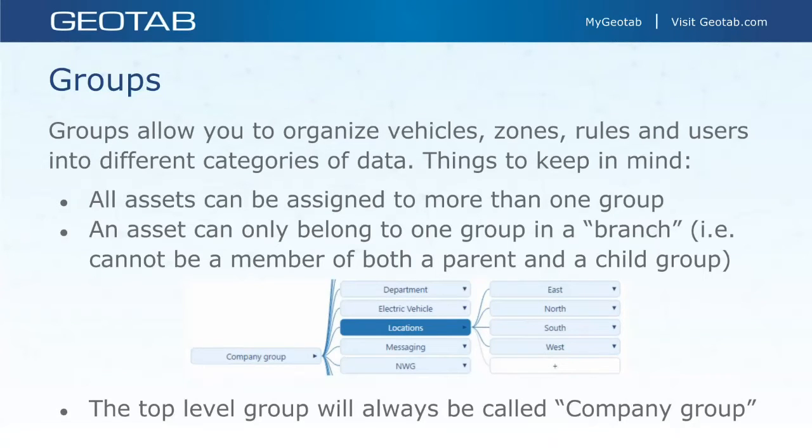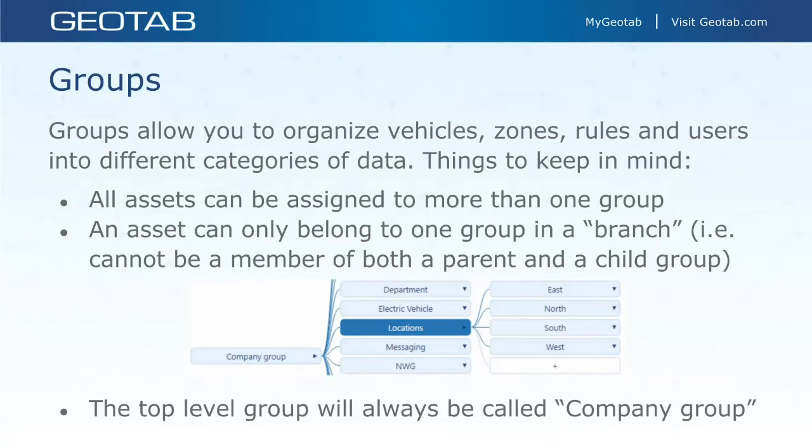So that same vehicle 1, I cannot assign it to both locations and east, because that's part of the same branch under the company group. I can only assign them to east or locations. East is, of course, a child of the locations group. The top level group will always be called company group. Unfortunately, that is not something that you can edit.